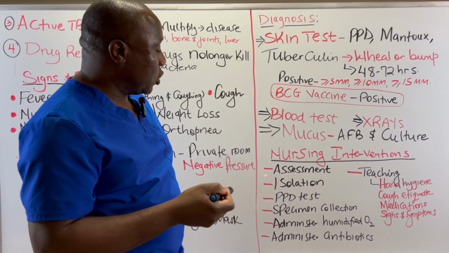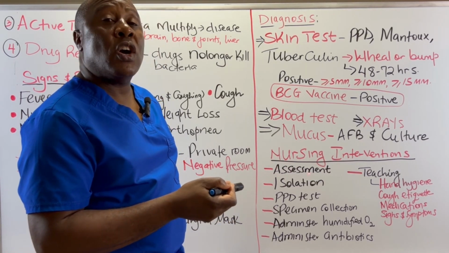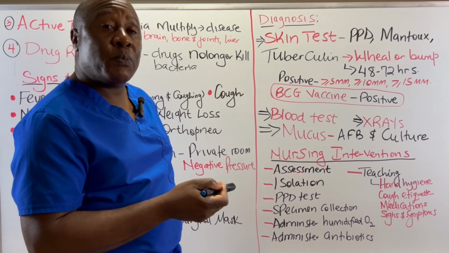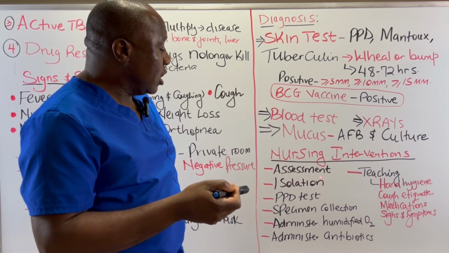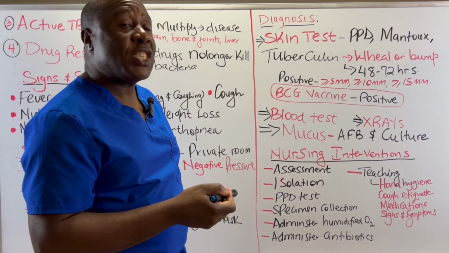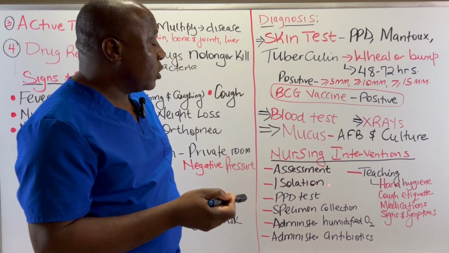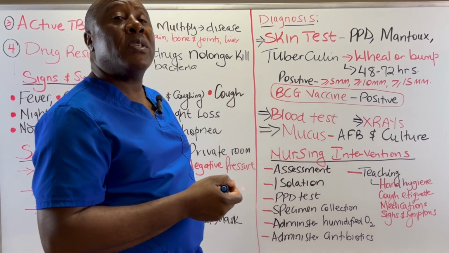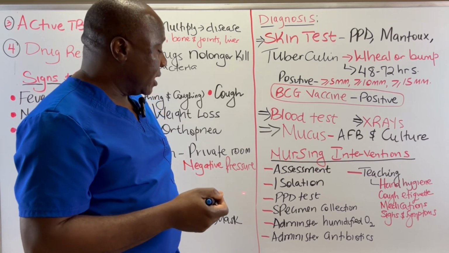We also have isolation. Nurses normally initiate isolation for patients who have been diagnosed with TB or those who are suspected to have TB, patients who are under observation. So these patients are normally isolated. Now, these isolation measures are normally put in place when the patients are put in a negative pressure room. Remember, they are put in private rooms with negative pressure.